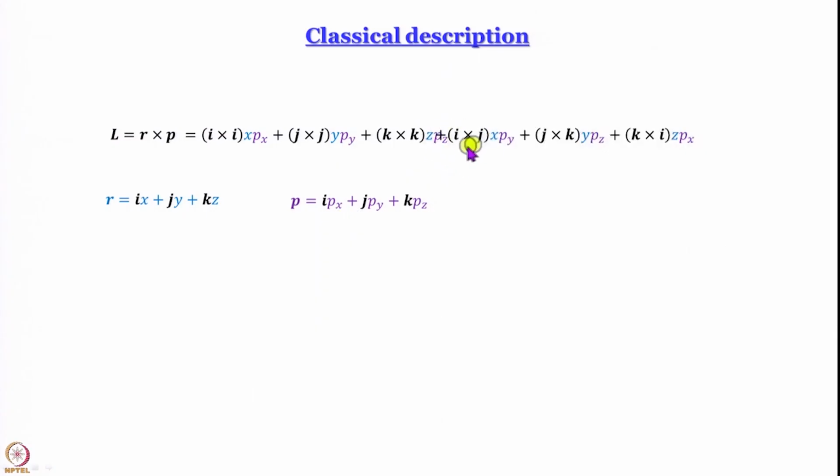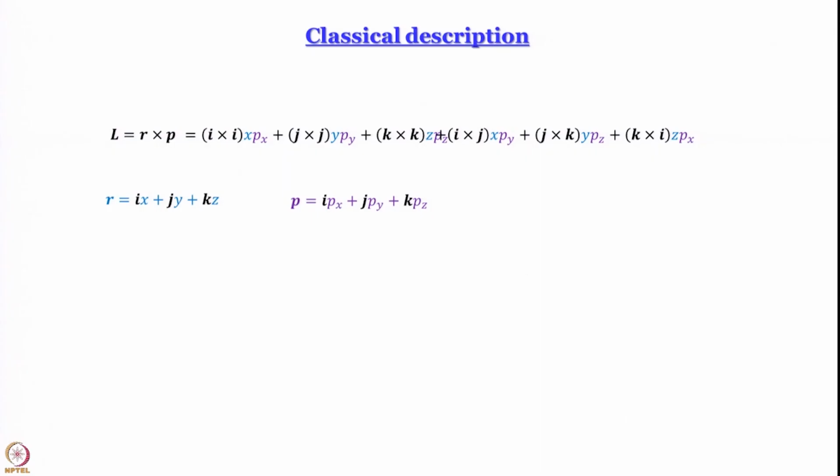Sorry for the overlap here, it was not like this, but anyway sorry about that. i cross j multiplied by xpy plus j cross k multiplied by ypz plus k cross i multiplied by zpx. So, we have got 6 terms out of the 9 that we promised would be there.